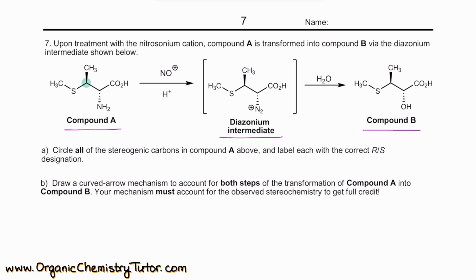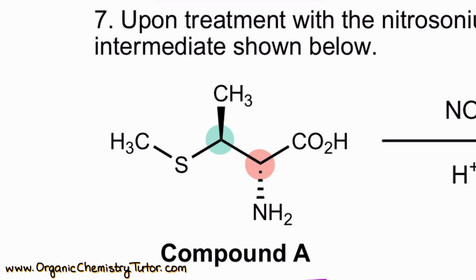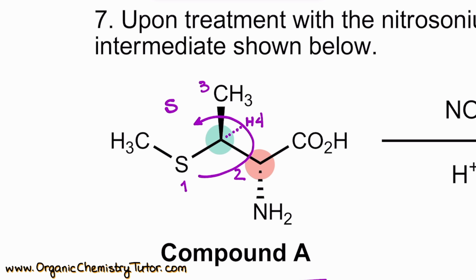We have this one, I will mark it with green, and we have this one, I will mark it with red. So if I wanted to show my R and S stereo descriptors here, let's make it a little bit bigger. Sulfur is going to have the first priority for the green one, then it's going to be the one with the nitrogen, then we have our carbon over here, and finally, we have implicit hydrogen. That guy is going to be number 4. Conveniently for us, that hydrogen is already looking away. So in this case, we are going counterclockwise, and counterclockwise means the S stereo descriptor.